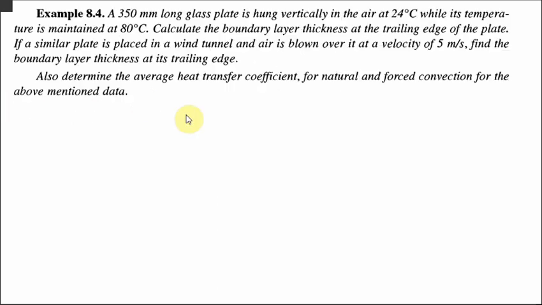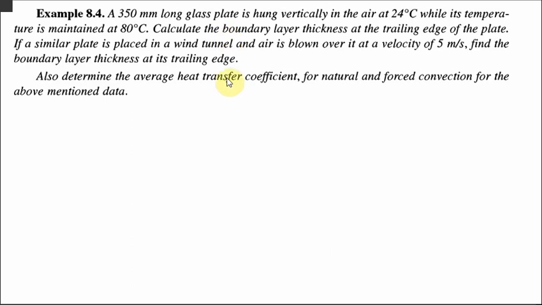Next problem. A 350 mm long glass plate is hung vertically in the air at 24 degrees Celsius while its temperature is maintained at 80 degrees Celsius. Calculate the boundary layer thickness at the trailing edge of the plate. If a similar plate is placed in a wind tunnel and air is blown over it at a velocity of 5 meters per second, find the boundary layer thickness at its trailing edge. Also determine the average heat transfer coefficient for natural and forced convection for the above mentioned data. So we have to calculate the boundary layer thickness and we have to calculate the h value.